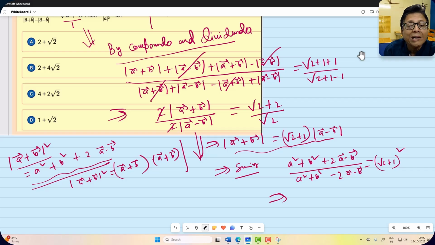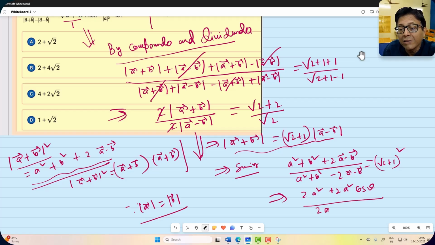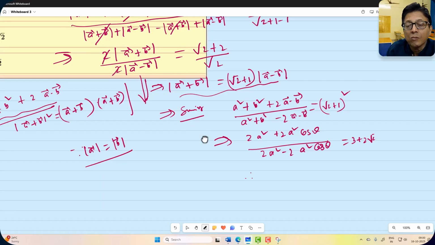Okay, you know mod A equal to mod B, so it will be 2A square and this will be 2A square cos theta. Why? Because since mod A equal to mod B, so you can use this, and that divided by 2A square minus 2A square cos theta is, this is 2 plus 1, 3 plus 2 root 2. Okay? So this will be 1 plus cos theta by 1 minus cos theta 3 plus 2 root 2.